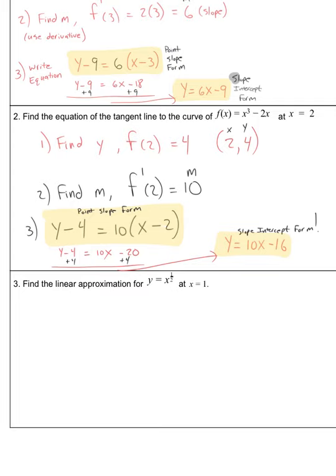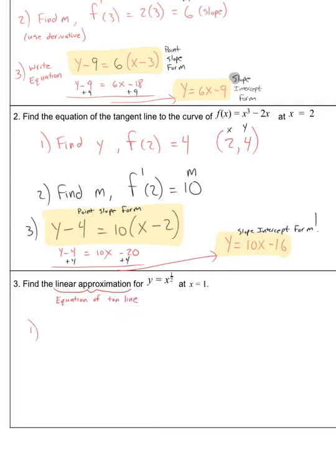All right, and finally, number 3, we want to find the linear approximation. Again, don't let that fancy word trip you up. That's a fancy calculus way of saying find the equation of the tangent line. Exactly what we've been doing.